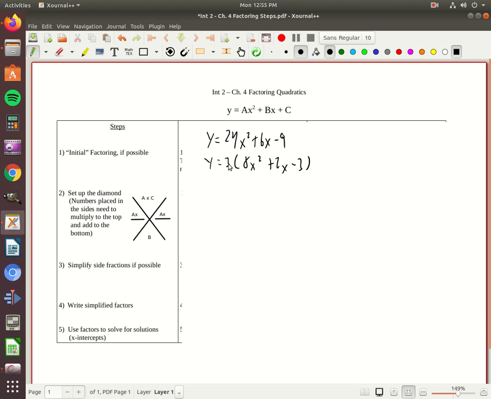You can see the benefits of initial factoring. If I put these giant numbers on the diamond, it would be way more complicated, but I'm putting these smaller numbers, so it's going to be much easier. 8 times negative 3 is negative 24. There I have 2. On the side, I will say 8x. And then I'll see, right?